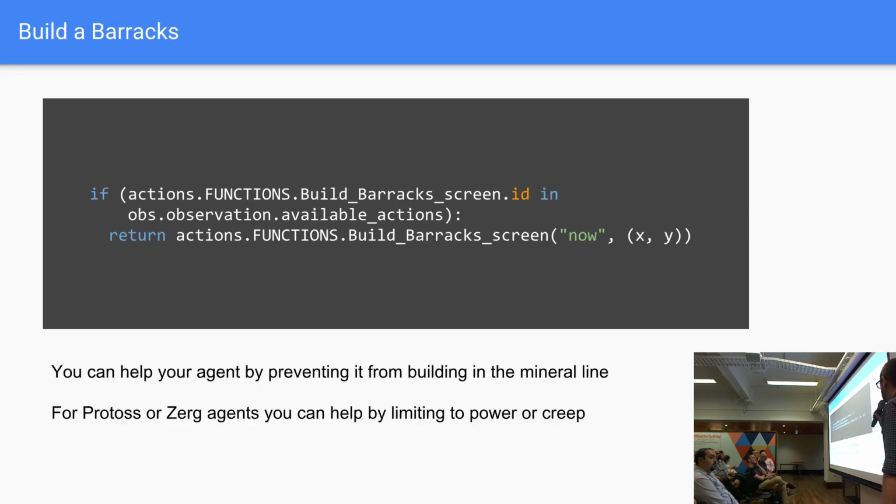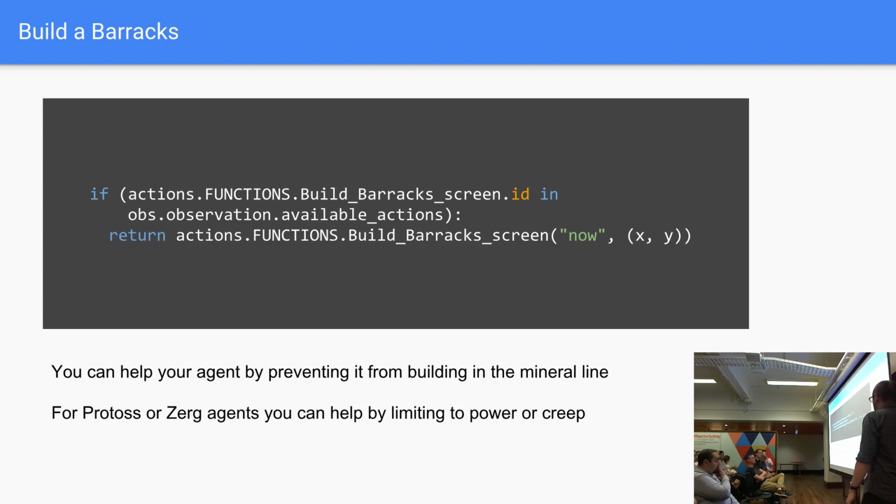Building a barracks. So you selected a worker, now you can build a barracks. Here's where the available actions comes into it, and there's a subtle but pretty important difference. You can see in actions.functions.buildBarracks screen called down the bottom, it's just buildBarracks screen. But if you want to check if the action is available, you have to put .id on the end. It's subtle, but a lot of people will feed in if actions.functions.buildBarracks screen in obs.observation.available actions, and it will never be true. You have to feed that .id in, otherwise it will never work.